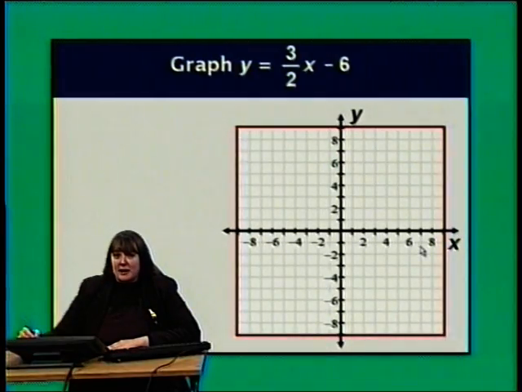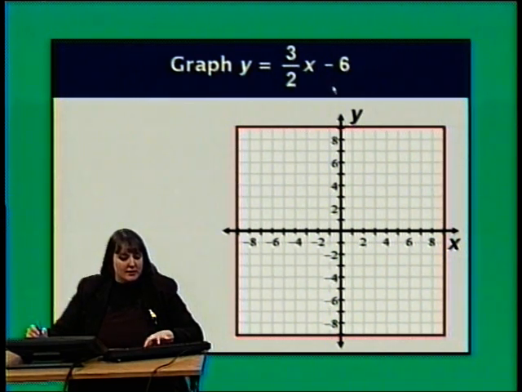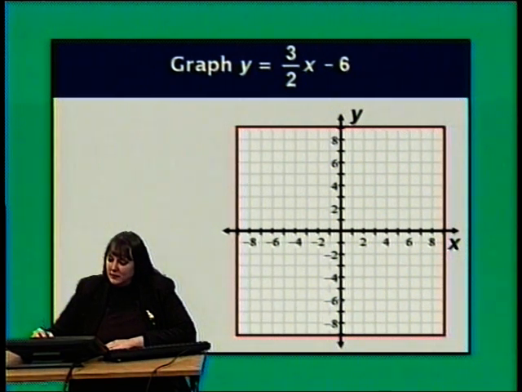Let's graph this line given in slope-intercept form. y equals 3/2 x minus 6. Well, since the constant here is negative 6, I know that the vertical intercept is going to be 0, negative 6. Let's plot that. The coefficient of x, 3/2, tells me the slope. So the slope is 3/2. Thinking about rise over run, I have a rise of 3 and a run of 2. So starting at my vertical intercept, 0, -6, I rise 3 and run 2. I rise 3 and run 2.